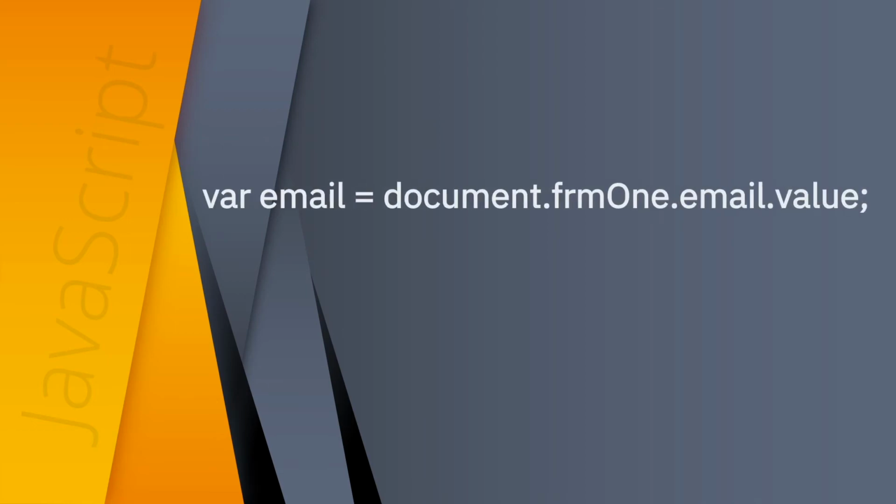The first line of the check email function is this: var email equals document.form1.email.value. Our form was called form1, so we start with document.form1. The element name we're trying to access comes next. In the HTML, we gave our text box element the name email. If we want to get what was in the text box, we need the value attribute at the end. So we're getting the text value from the text box and storing it in a variable called email.